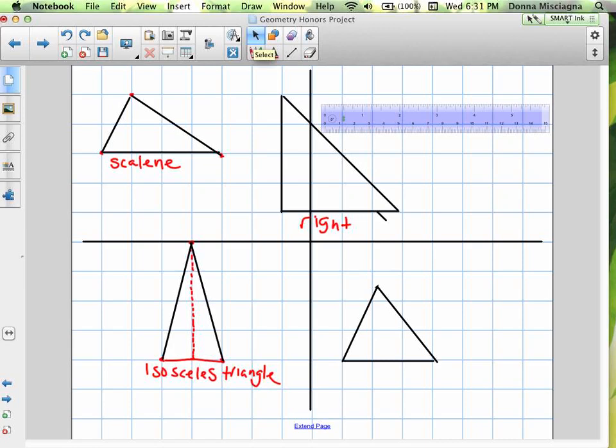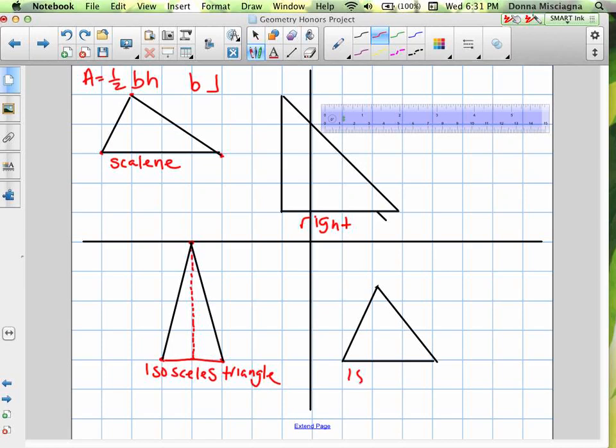All right, so now let's find the areas of these. So area is 1/2 base times height. And base has to be perpendicular. Oh, I didn't forget to label this one. This one was the equilateral, before I forget. Sort of equilateral since I couldn't use a ruler. Base and height are perpendicular to one another.